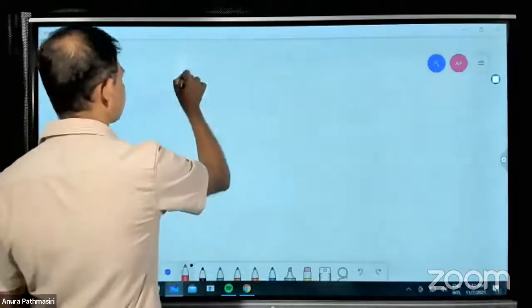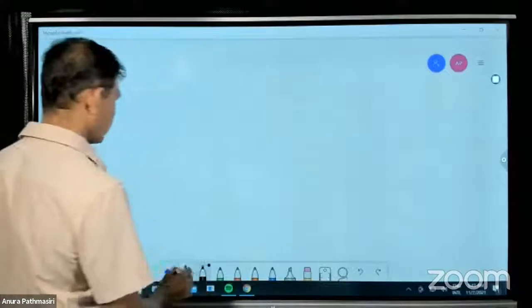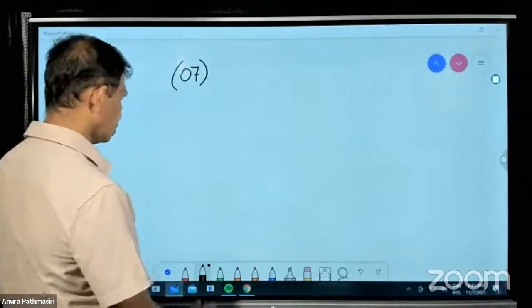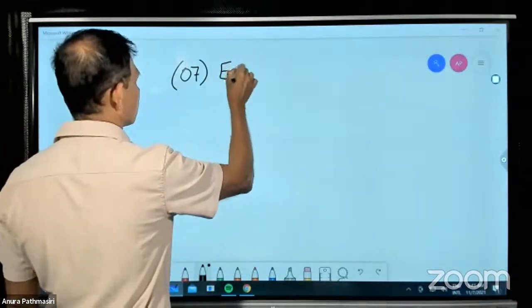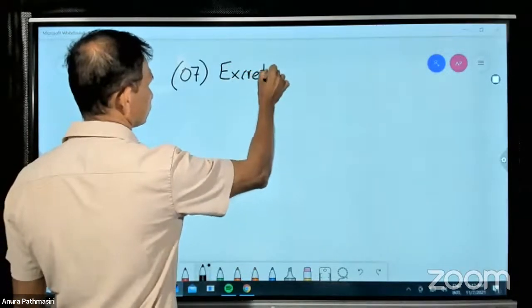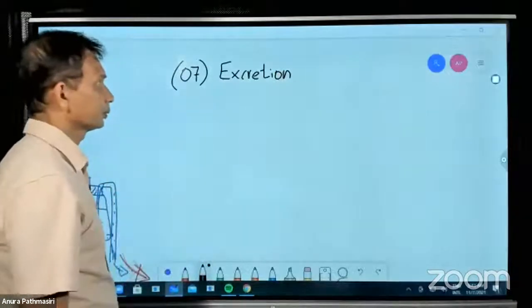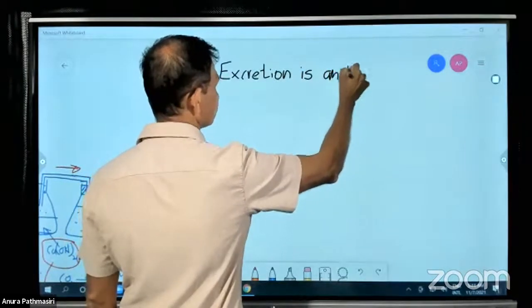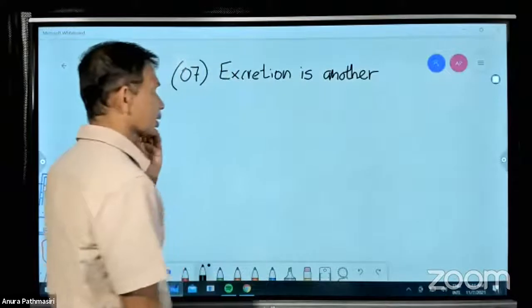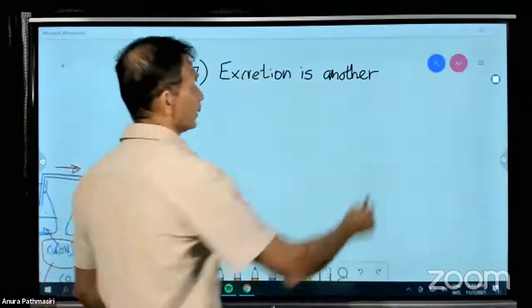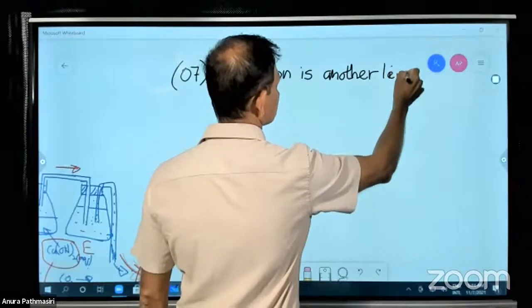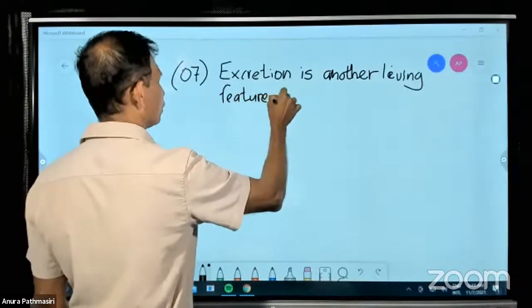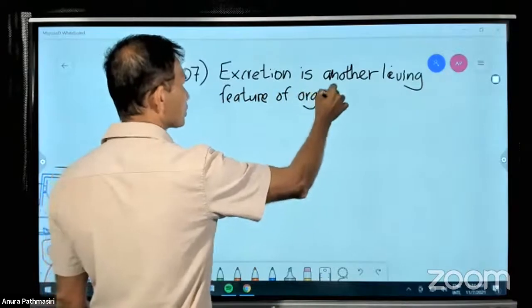Question number 7. Excretion. Excretion is another living feature of organisms.